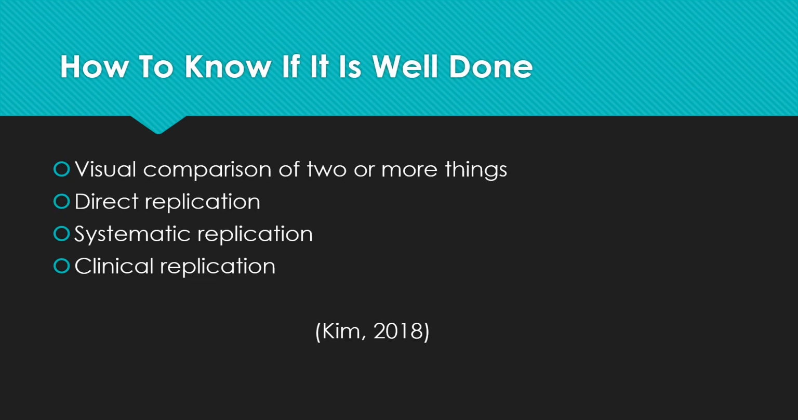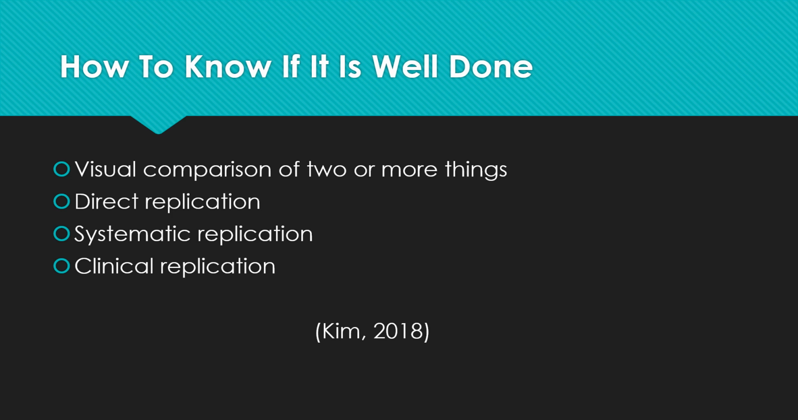How to know if single subject research design is well done. In order to determine if it is well done, visual comparison of two or more things can be looked at. Single subject researchers typically analyze their data by graphing the data and then making judgments about whether the independent variable is affecting the dependent variable based on level, trend, and latency. In 2 slides, you will be able to take a look at graphs from a single subject research design study, and you will be able to look at those things.